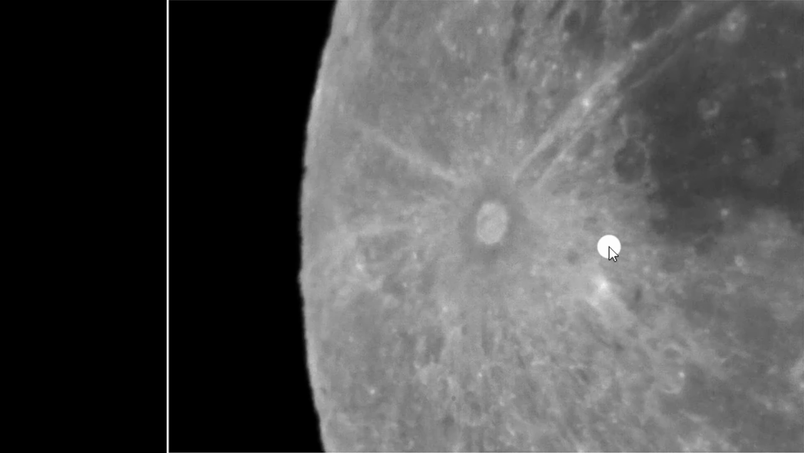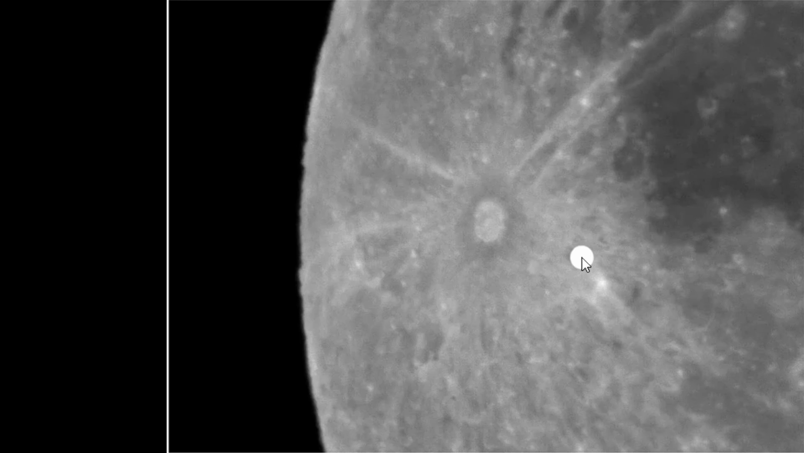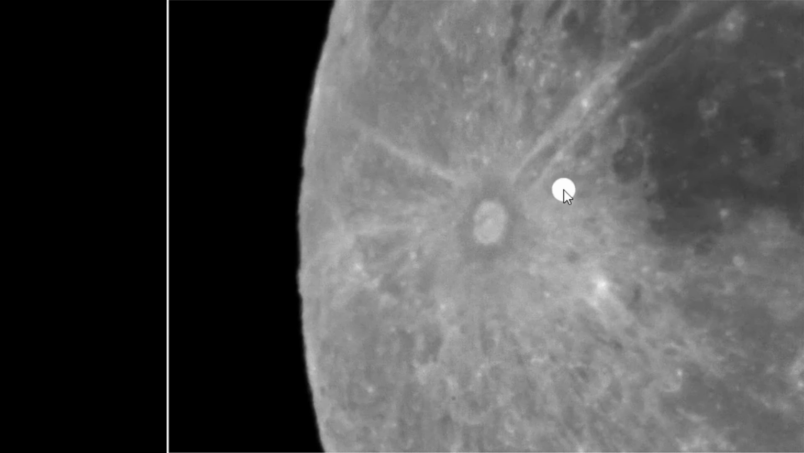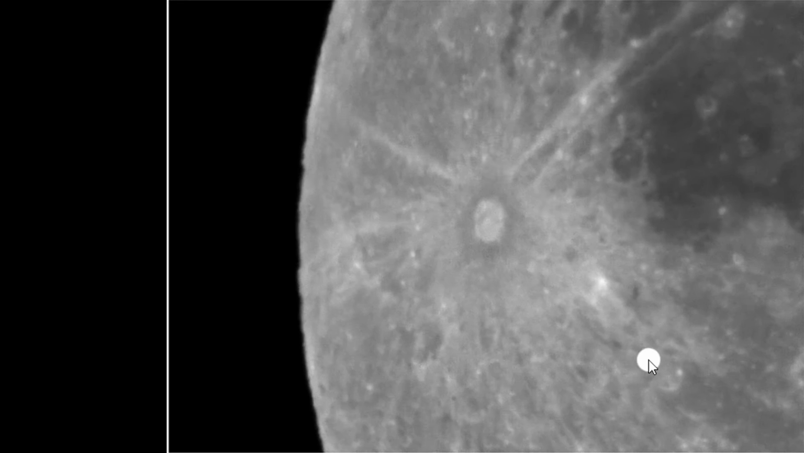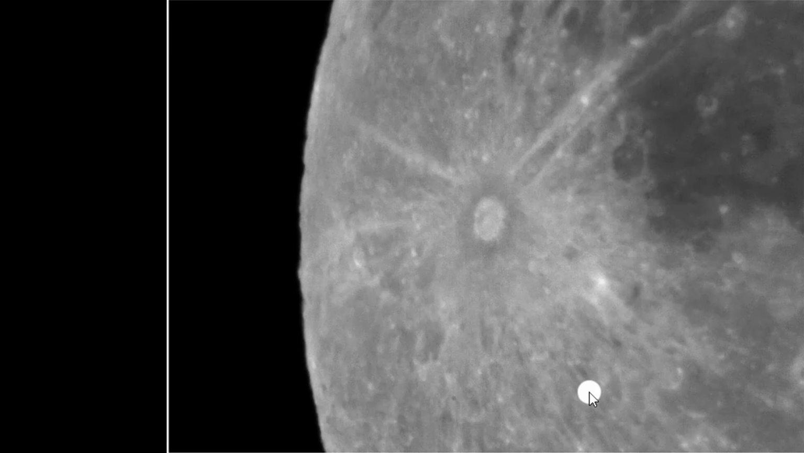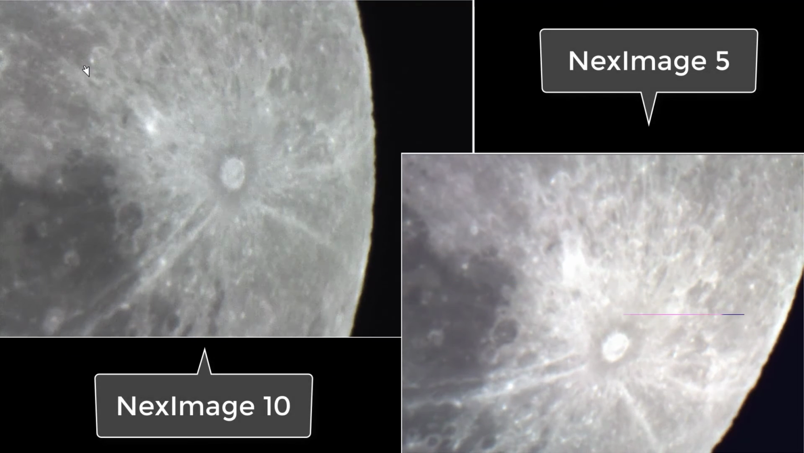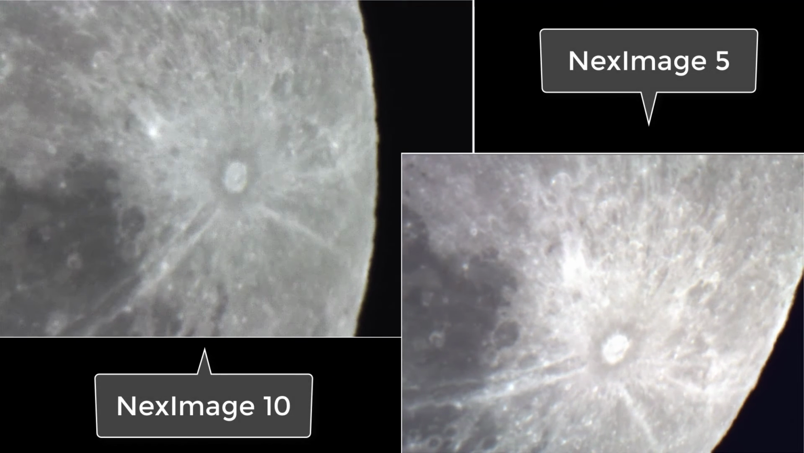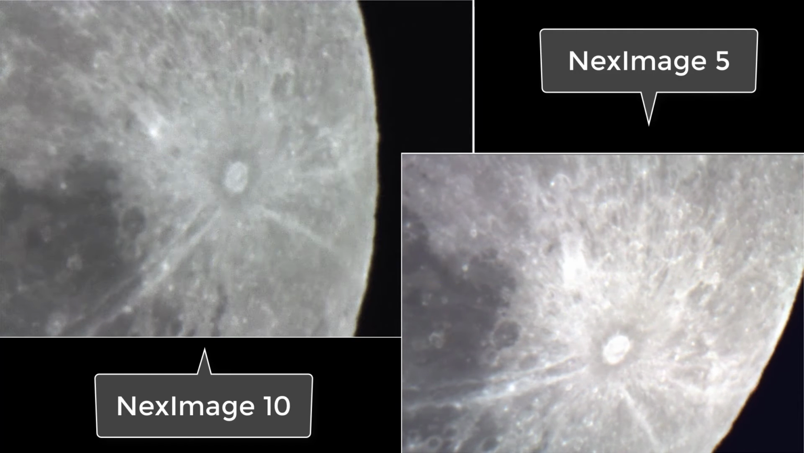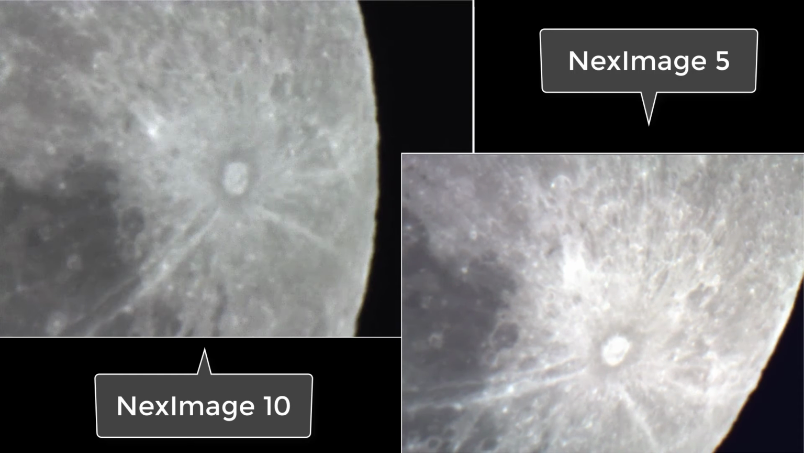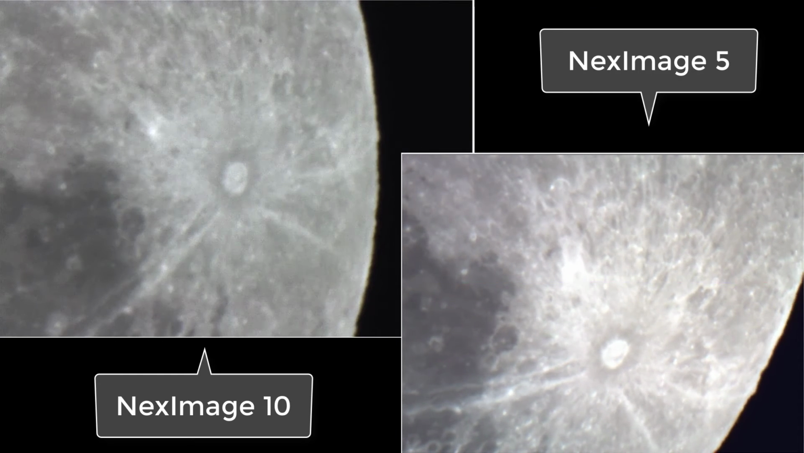So what I'm going to do is I'm going to actually compare them side by side simultaneously and let you see the difference that way. So I am going to go ahead and do that right now. We'll bring that up. So the first thing that you'll notice when comparing the two is the NexImage 5, the field of view is a little bit narrower, and that's because it's a 5 megapixel camera.